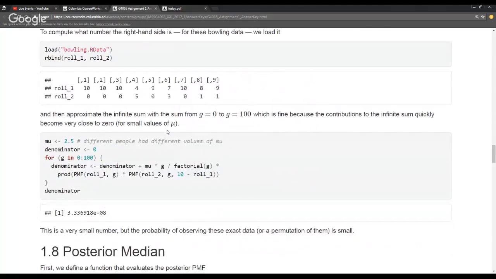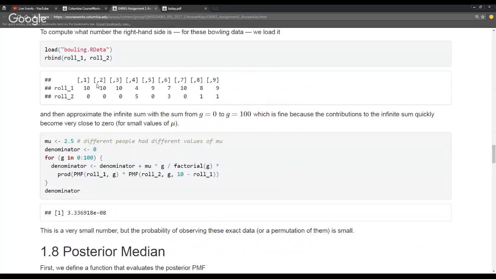Now, when we want to compute what this number is for these particular data, and that's just one of the most important things about the Bayesian approach that's different from frequentism, we're calculating it for the data that we have in hand, not some imaginary population of data that we repeatedly sample from or anything like that.